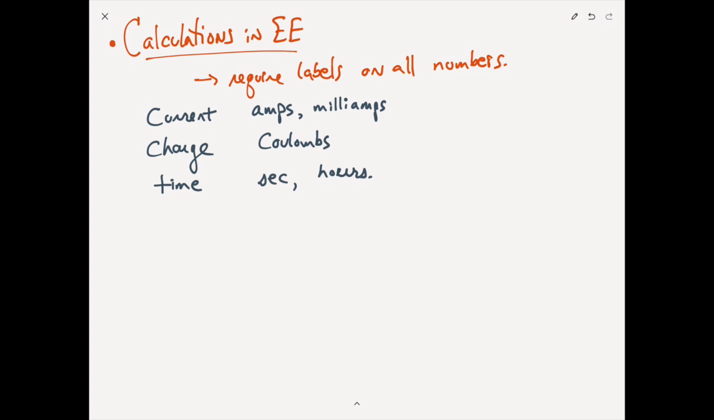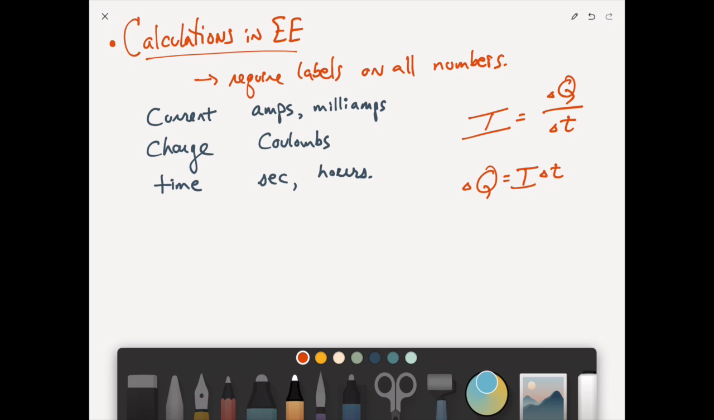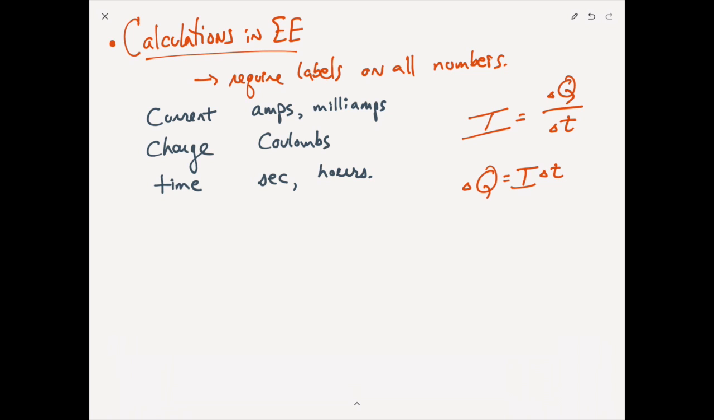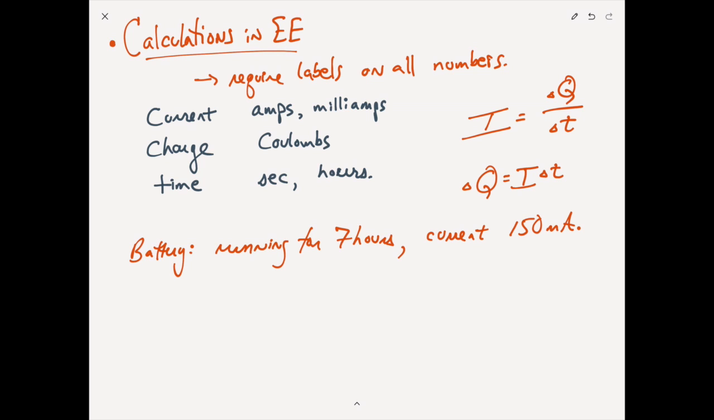So as you hopefully know by now, the equation for current in terms of charge and time is this, like we talked about in a bunch of classes. So if we were to solve for the charge capacity of a battery, we would say something like this. If I had, let's say that my battery is running for, let's say, 7 hours, and let's say that the current out of my battery was 150 milliamps, okay?